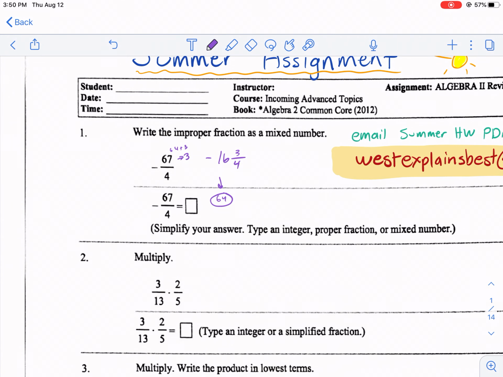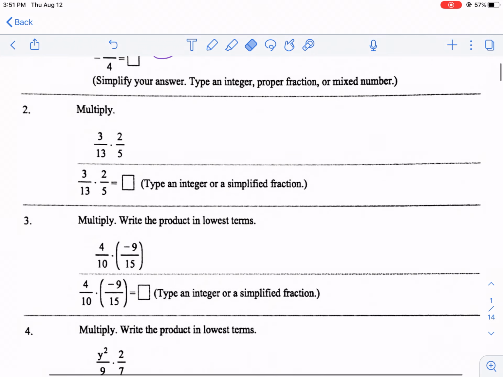Oh, another note. This is a program. You'll see it says type. This is Math Excel. So if you ever need videos done on Math Excel, as long as I have a PDF copy of it and I can get it into Notability, that's my preferred program, I can do a video for you on that. Okay, number 2.